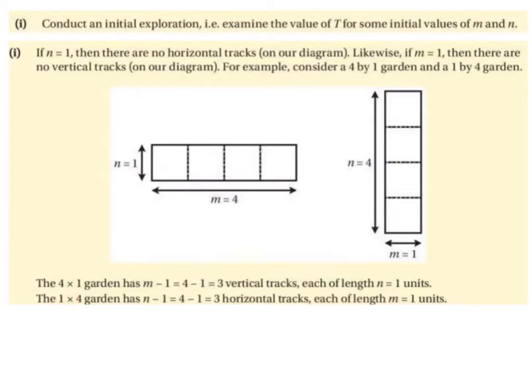The 1 by 4 garden has n minus 1, which equals 4 minus 1, which also equals 3 horizontal tracks, each of length m equals 1 unit. So 1, 2, 3, 3 horizontal tracks. It's a very good idea to draw these sketches out so you can really see what's going on. So if n is equal to 1, then m is going to be 4, 1, 2, 3, 4, and we would have 3 vertical tracks. If m is equal to 1, then n will be equal to 4, 1, 2, 3, 4, and we would have 3 horizontal tracks.